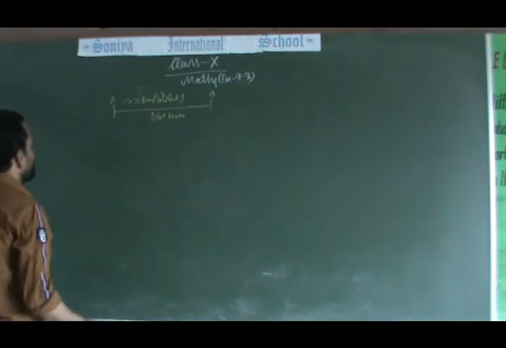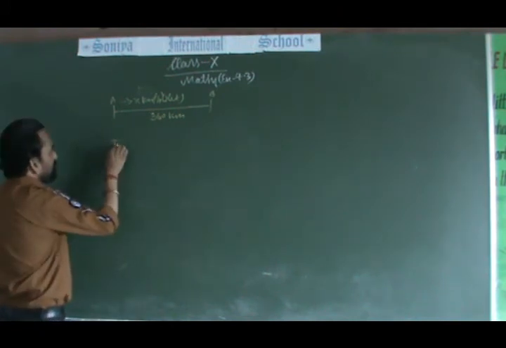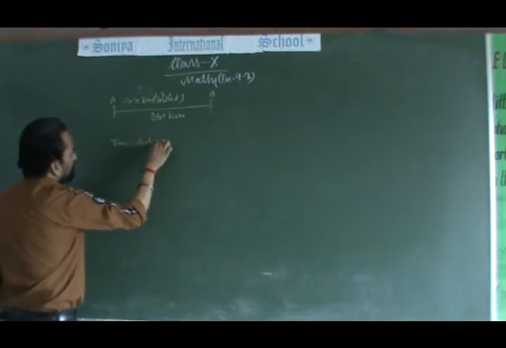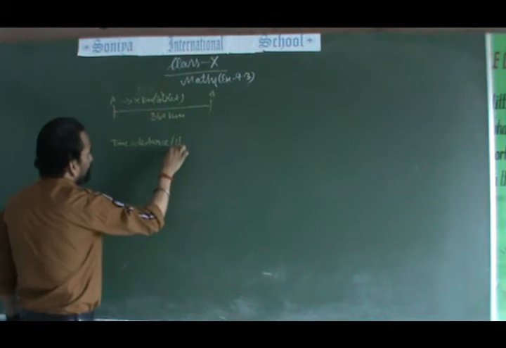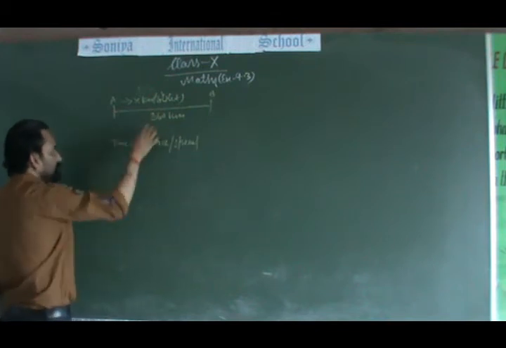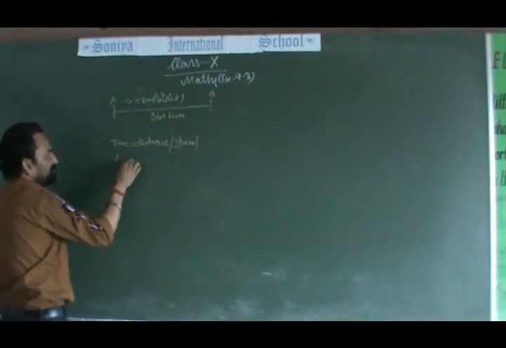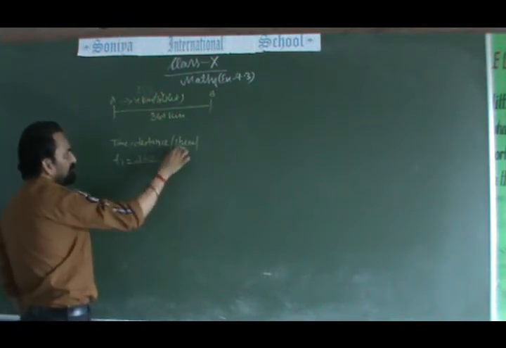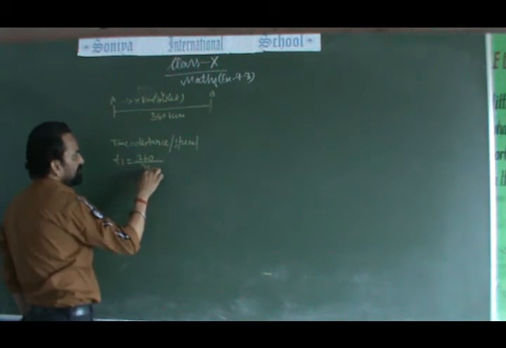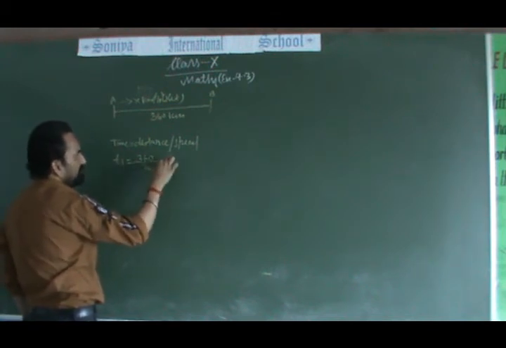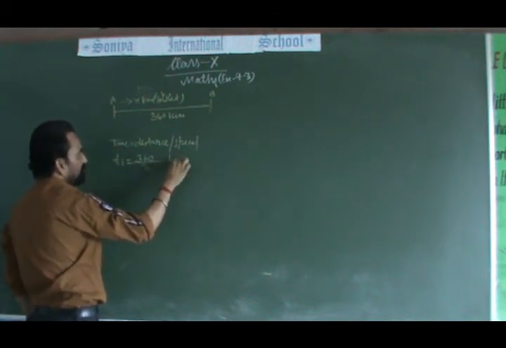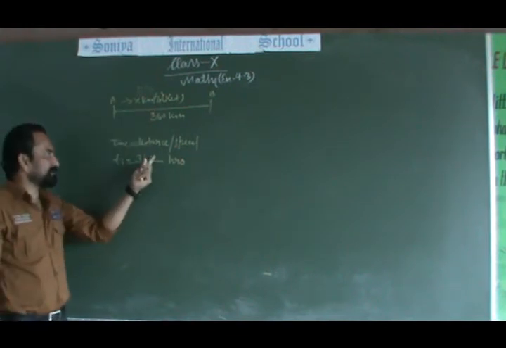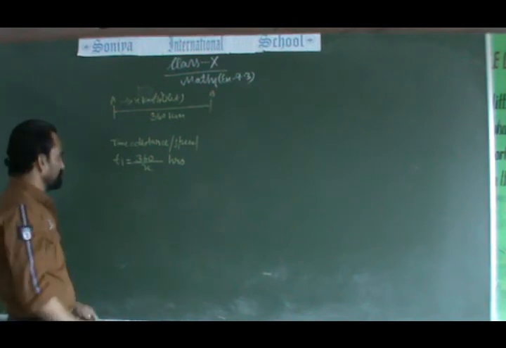You all know that time equals distance upon speed. So this time is chosen as t1. What is the distance to be covered? 360, and speed is x. Kilometer is cancelled with kilometer. What is our unit? Hours. So with the usual speed, the train takes 360 upon x hours.